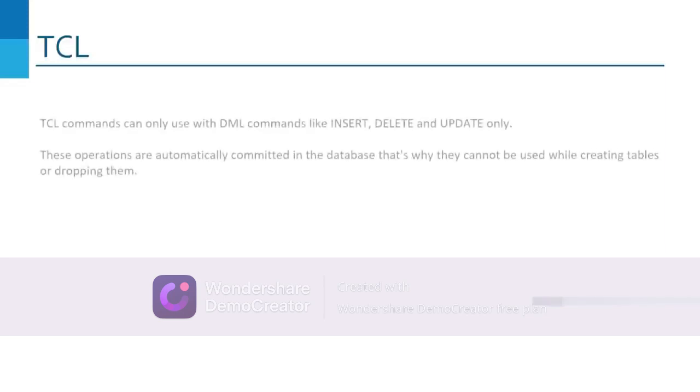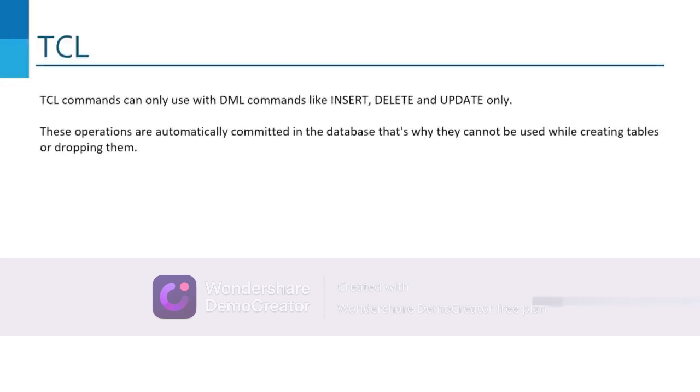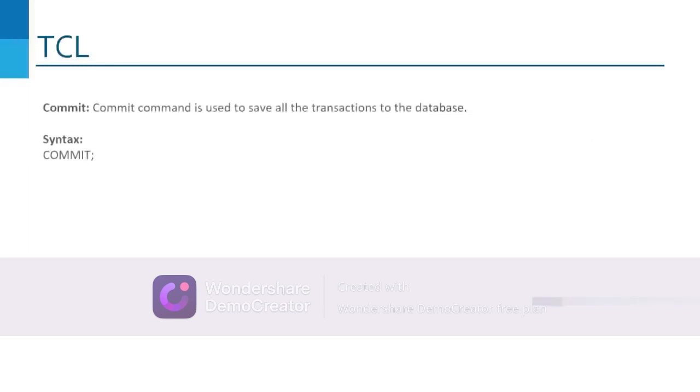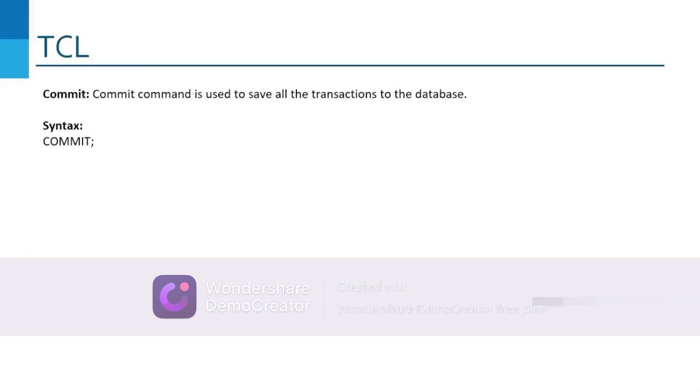Now let's move to the TCL, which is transaction control. Transaction control can only be used with DML commands like insert, delete and update. What is this transaction control? Let's understand that. It is used to control transactional processing. Okay. Now what is this transaction processing? Let's understand it by understanding two keywords, which are commit and rollback.